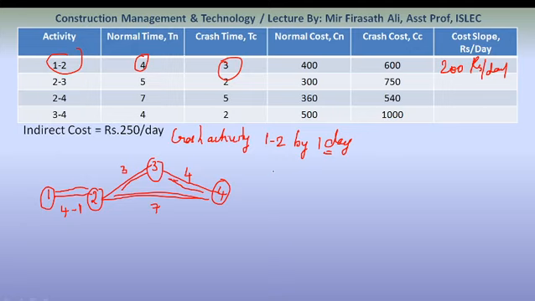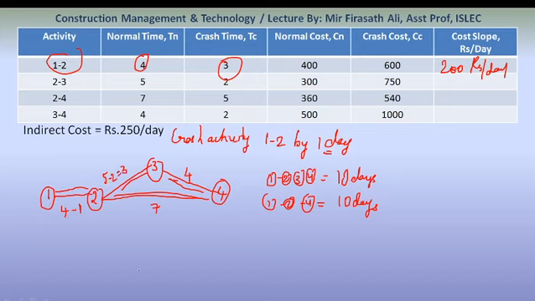Activity 1, 2, 3, 4: how many days? 10 days. Activity 1, 2, 4: how many days? 10 days. So now what is the cost? Or write it over here, 5 minus 2 if you want. 5 minus 2 is equal to 3 days.